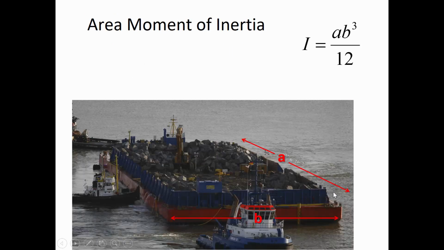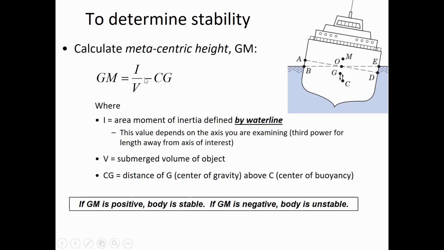So if we maximize the width of the barge, it's less likely to tip over compared to a very narrow barge. A narrow barge would give us a small b, which gives us a small area moment of inertia I. And if I is small, then this whole first term isn't going to be very big compared to the CG. So a wide ship is more stable against tipping over.